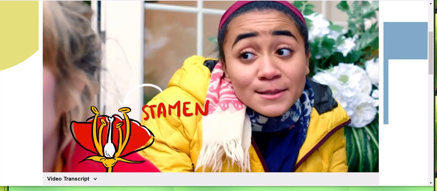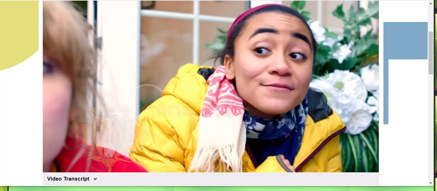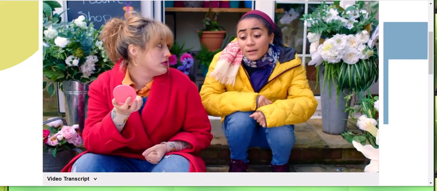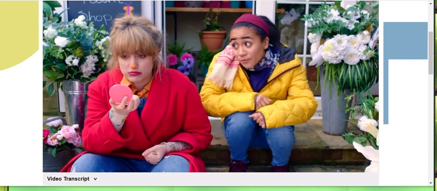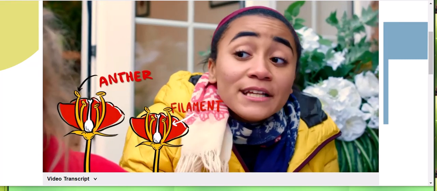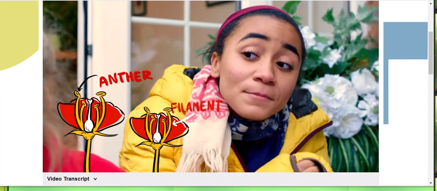There are lots of tiny bits inside the flower. They all have different jobs. One of their jobs is to make my nose orange? Not usually, but the pollen does need to rub off easily so that insects can take it to other plants. The stamen is made of the anther and the filament. The pollen is on the anther and the filament supports it.